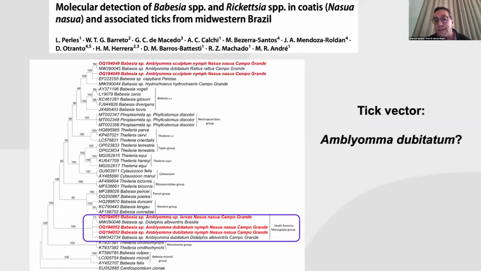So what about the tick vector of this putative novel piroplasmid? We suspected that Amblyomma dubitatum, which is a tick species very commonly found on opossums, can vector these new piroplasmids. Why? First of all, because we detected these piroplasmids in Amblyomma dubitatum ticks collected from opossums, but we also detected these piroplasmids in Amblyomma dubitatum ticks collected from Nasua nasua, which are not hosts for this putative novel piroplasmid.